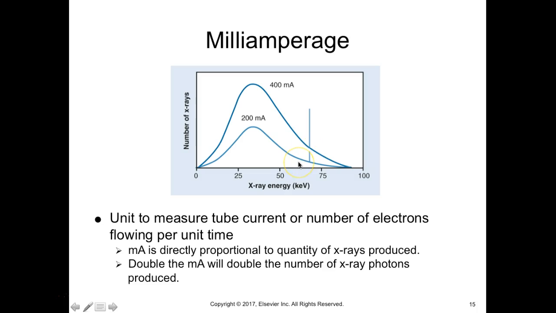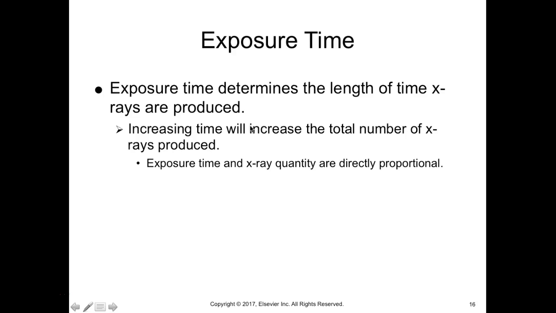Milliamperage is the unit to measure tube current, or the number of electrons flowing per unit of time. MA is directly proportional to the quantity of X-rays produced. So you double the MA, you double the number of photons produced. Here you can see we've got our tick there at 69.5. We have 200 MA and 400 MA, directly proportional. You double the number, you double the amount that you're going to be producing.